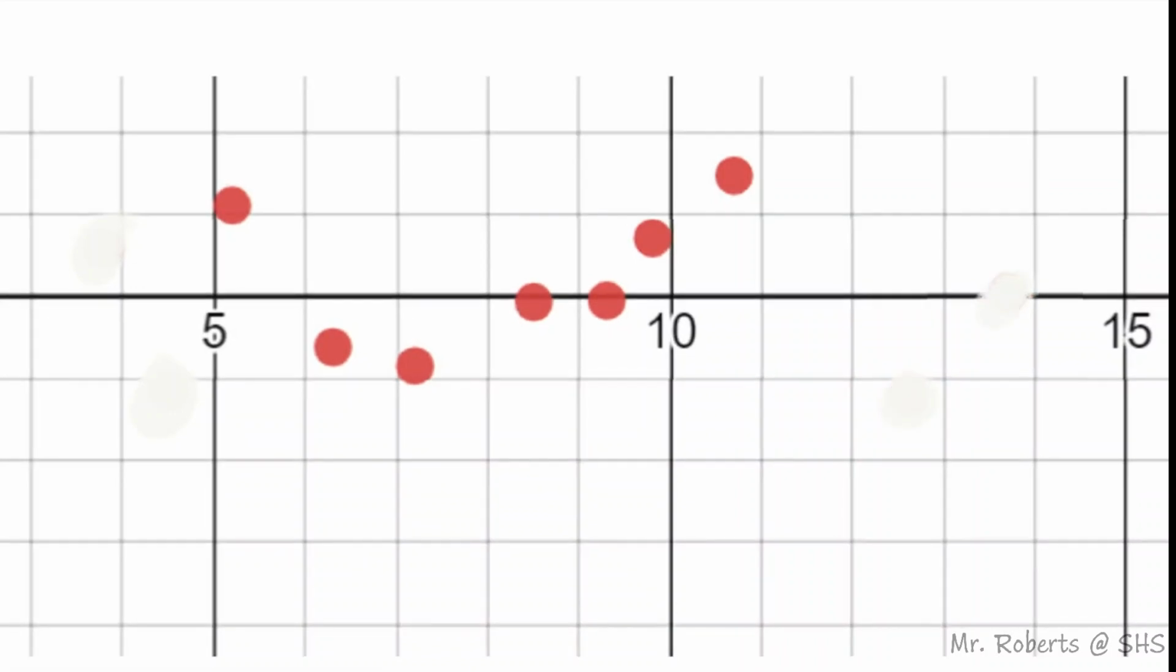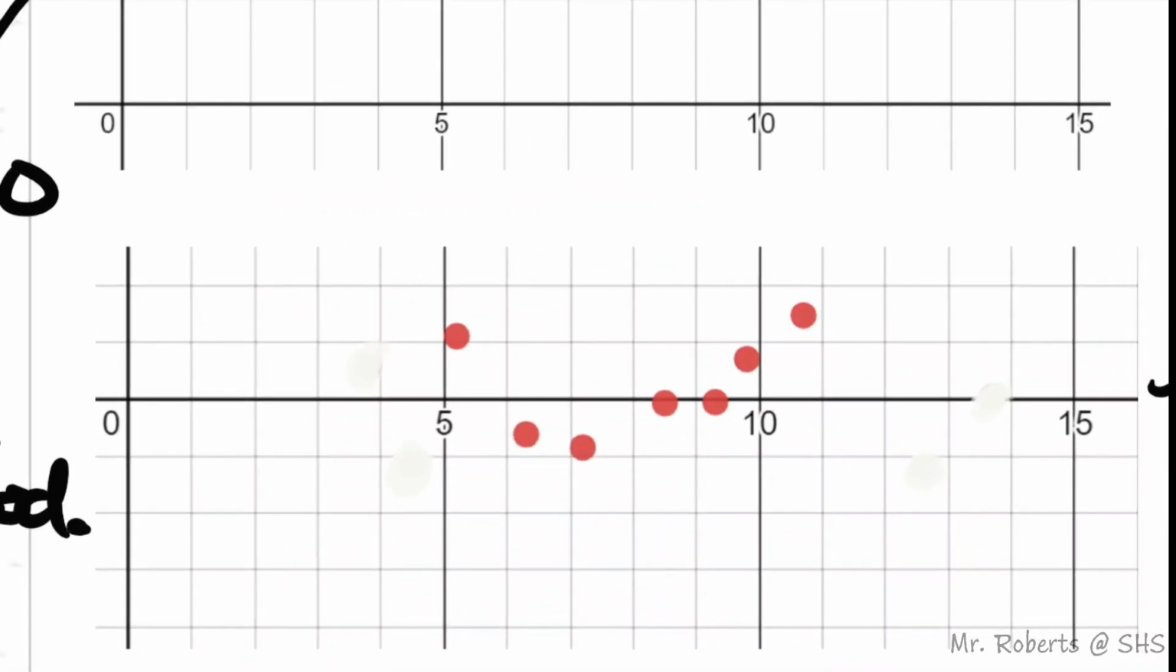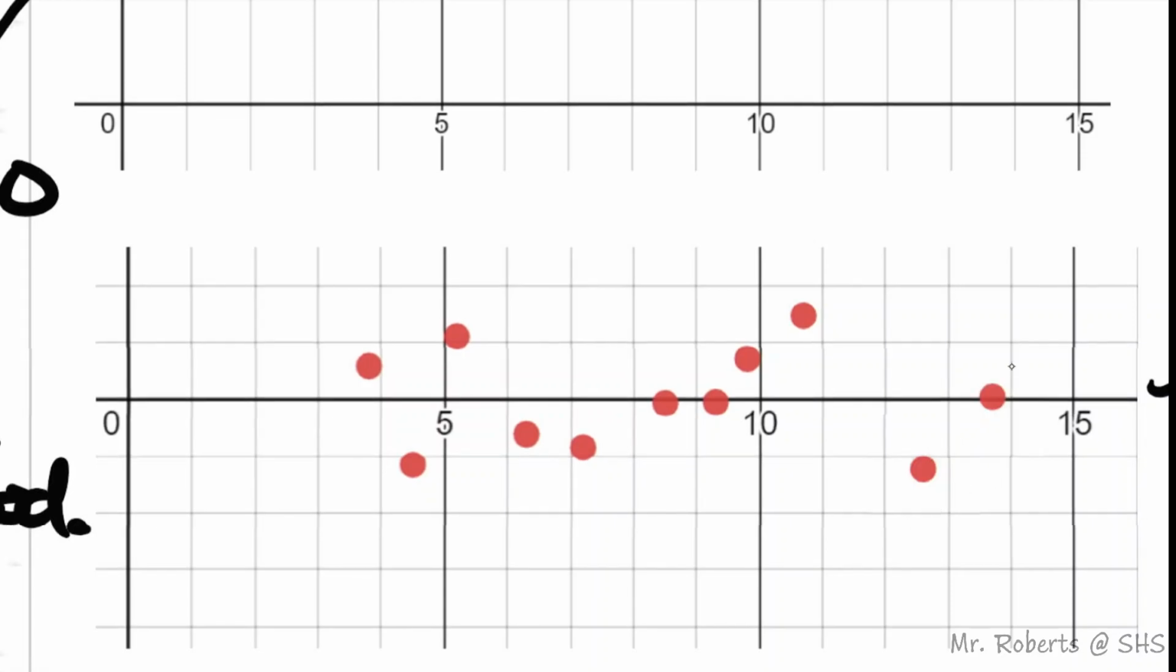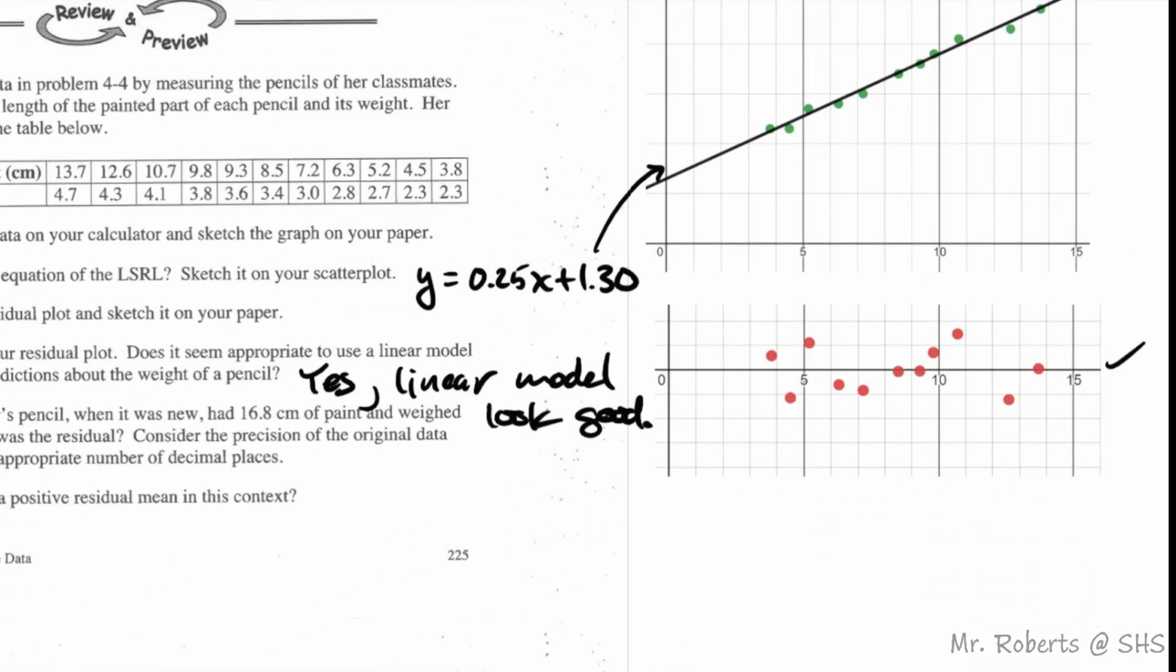Now, if that's all that I had for my residual plot, it looks like I see this kind of high, low, high pattern. And when I see a pattern like that, it indicates that probably a nonlinear model would be appropriate. But when I come back and look at all the data points we had, there's a lot of variation there. I don't think that I would reject a linear model here.